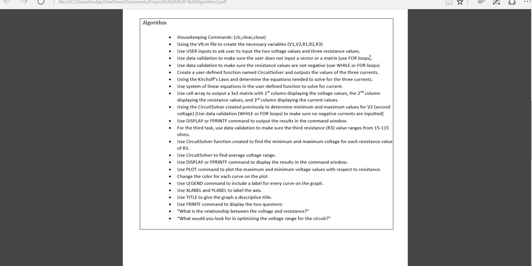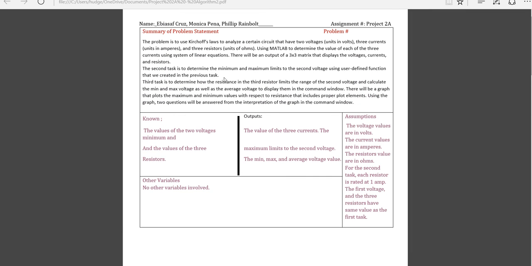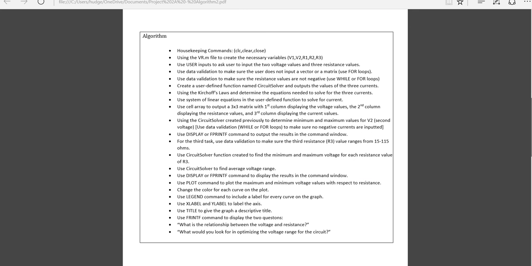We'll be using a loop to make sure of that, and also make sure that the resistance values are not negative. And from that, we'll create a user-defined function named circuit solver, and from that equation we'll be able to determine our third current value, and use that user-defined function for the second and third task. Then we'll display using the display command or the fprintf command to output the results.